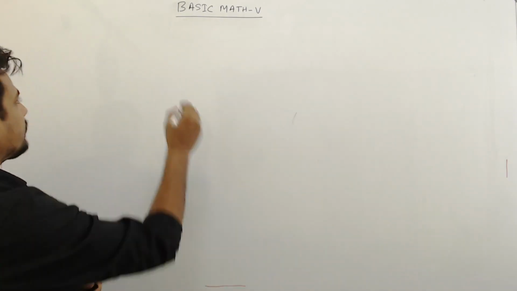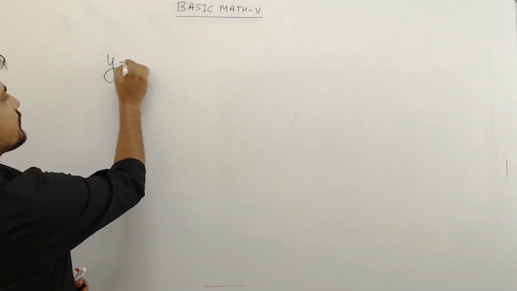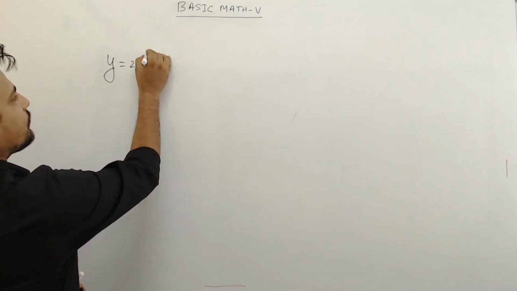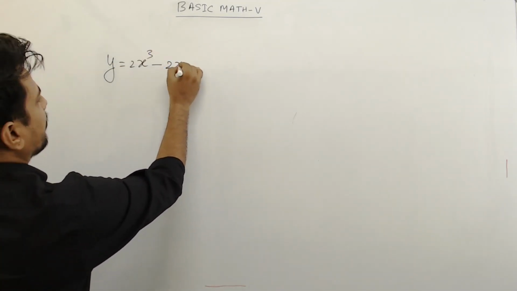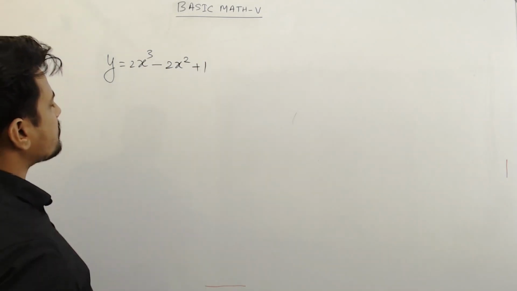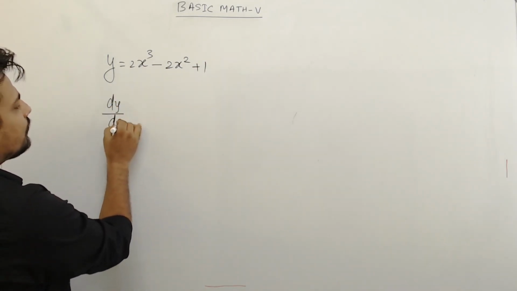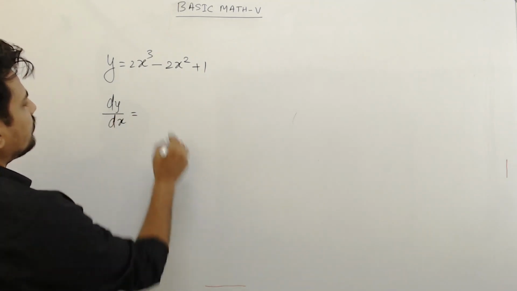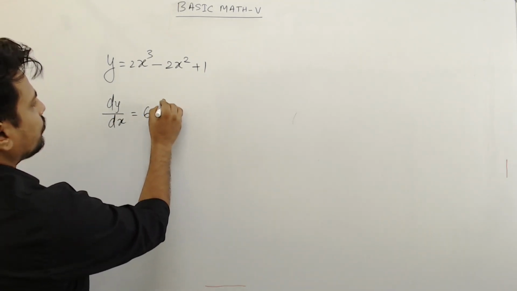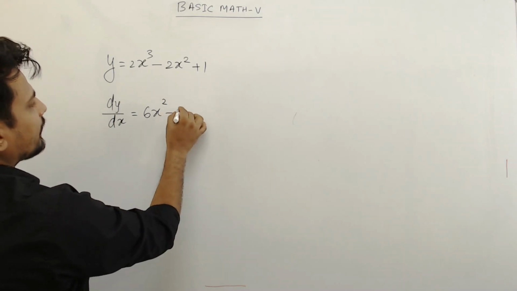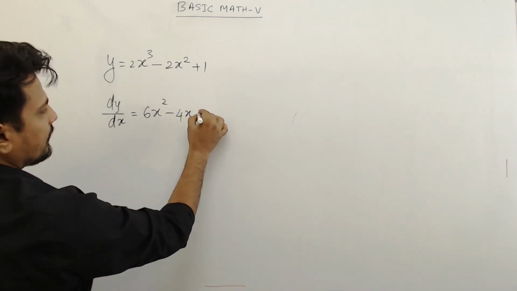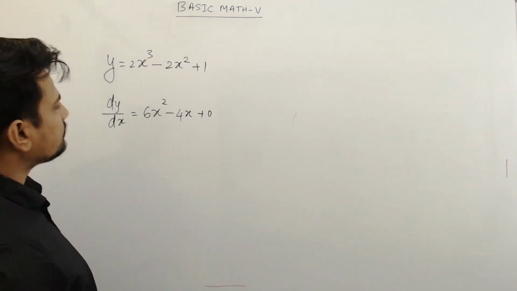So, for example, let's say I have y equals 2x cubed minus 2x squared plus 1, something like this. If I want to differentiate this with respect to x, I've already taught you these things. This is going to be 6x squared minus 4x, and this is a constant, so this is going to be 0.